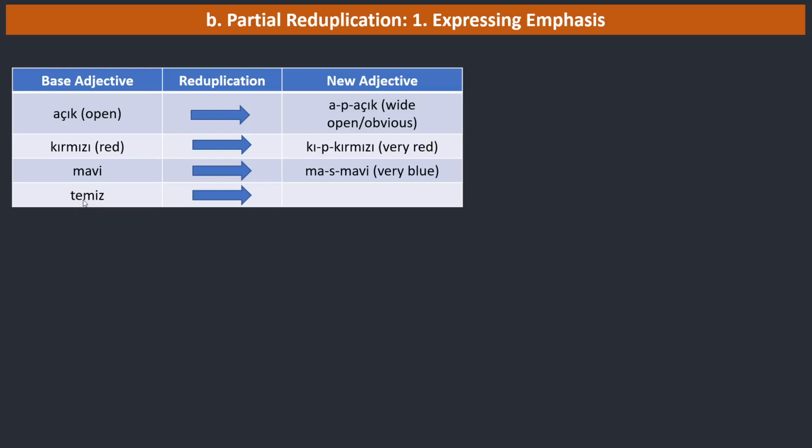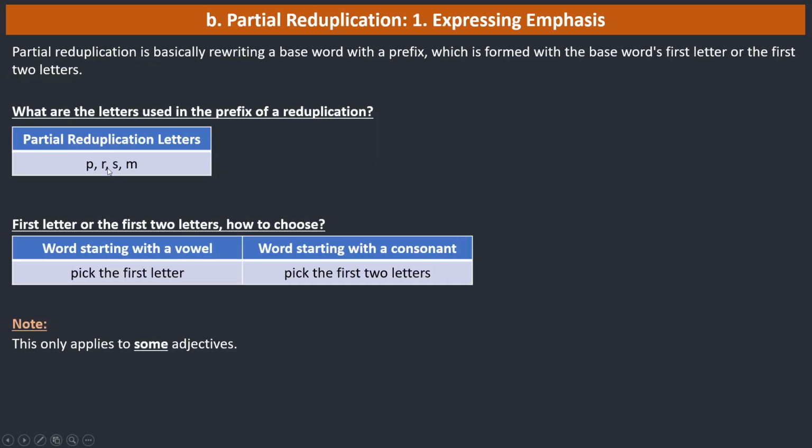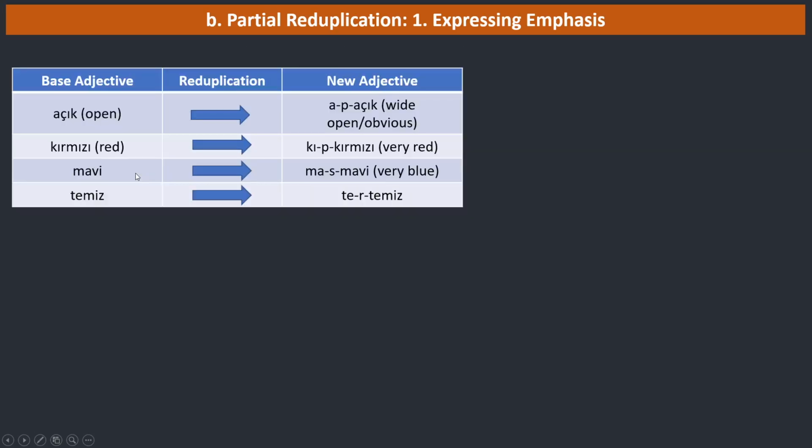Yes, exactly. Temiz starts with T, a consonant, so two letters again. This time I'm using an R, tertemiz. Exactly, tertemiz. So now, sometimes I use the P, sometimes I use the S, sometimes R. It changes between these P, R, S, M. There's also M. How do we know which of them?